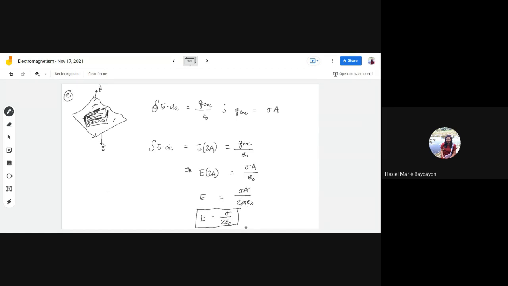So this is now the electric field vector. We have sigma over 2 epsilon naught times n hat, where n hat is directed perpendicular to the plane. So this is much easier compared to our previous example.